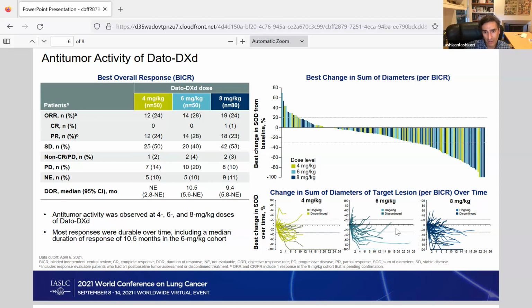But in a trial like this, wouldn't most of us want to see overall survival benefit? I just wanted to throw that out to the panel. No, thank you, Dr. Lashkari. I think that's a great point.